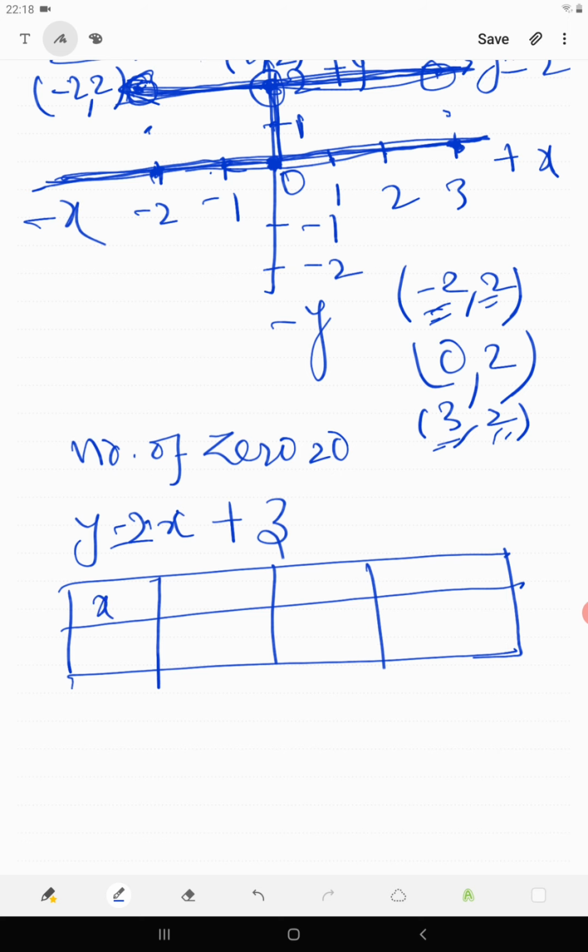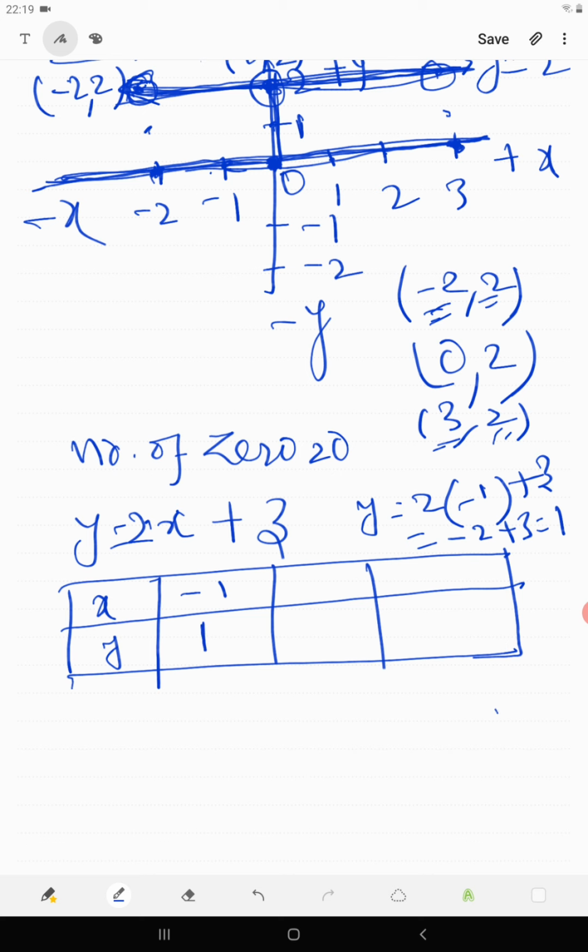Okay, this is x, this is y. So the first thing, let's put some negative number like -1. So if x is -1, the value of y at x equals -1 is 2 into -1 plus 3. So -2 plus 3, that is 1. Okay, so the y value is 1.